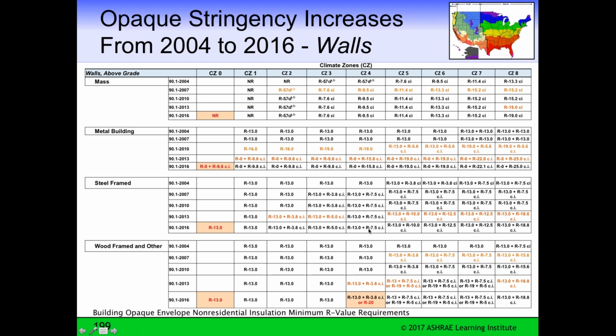So you have in climate zone 4, continuous insulation R7.5, climate zone 5, it's R10, climate zone 6 R12.5, climate zone 7, it's the same, and climate zone 8, it's R18.8. So you see that there is a major increase in stringency of the opaque envelope, both roofs and walls.